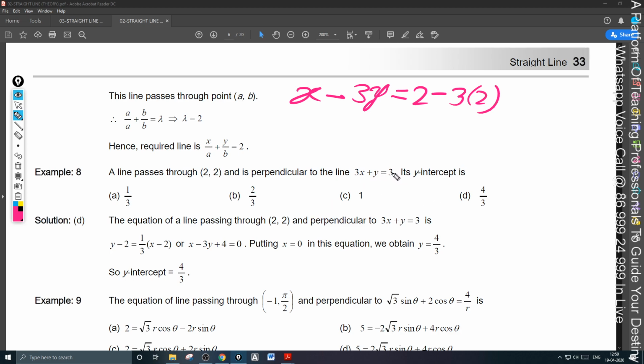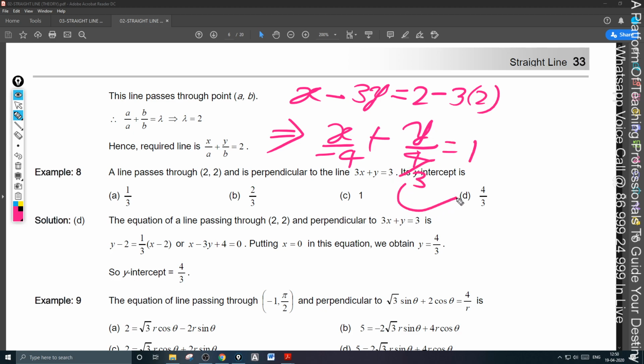And what is that? It's the y-intercept he is asking. So x divided by minus 4 plus y divided by 4 by 3 is equal to 1. So this is the answer. 4 by 3 is the answer.